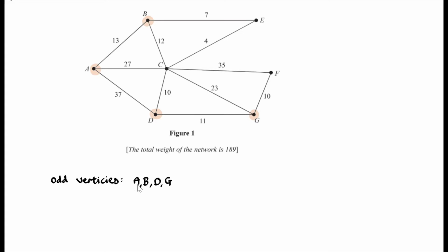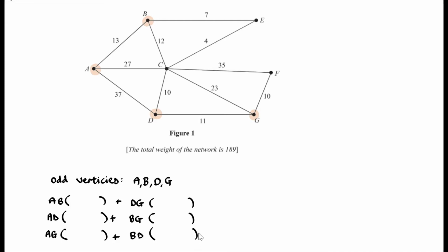And the next thing we need to do is write down the pairs and their corresponding smallest lengths. So we have AB, and then we also have DG, and then we have AD with BG, and then we have AG with BD.